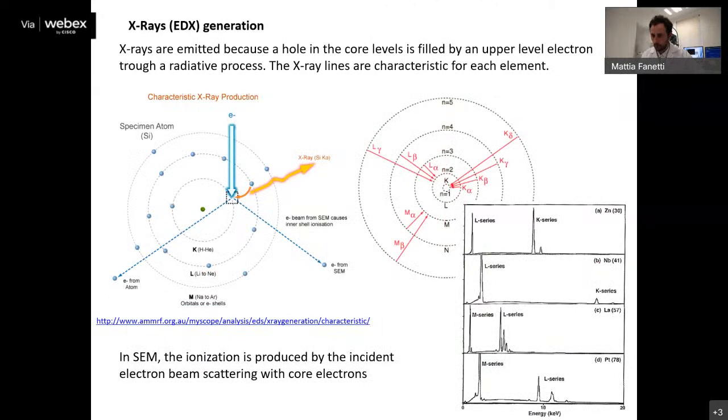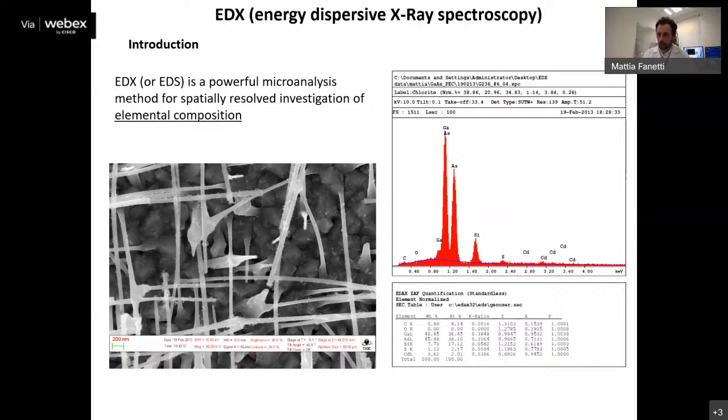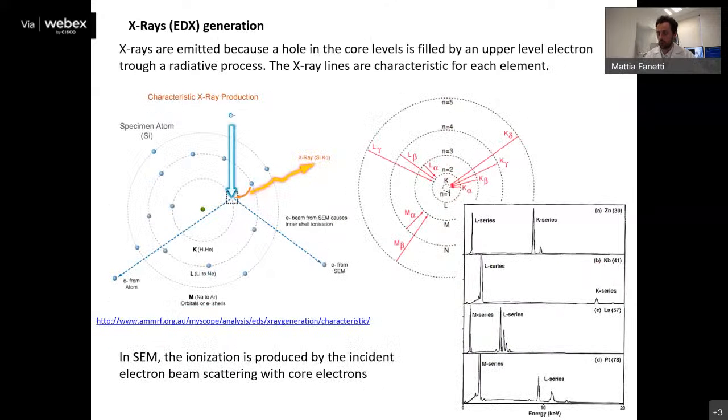So let's briefly say why atoms, after being excited by an electron beam, emit X-rays. This is because of the so-called phenomenon of fluorescence, which happens like this. These are the incident electrons. They can ionize atoms. It means that they can scatter with electrons in the inner shells, in the core levels of the atom, so they can create a hole, and this is, of course, a non-stable situation for the atom.